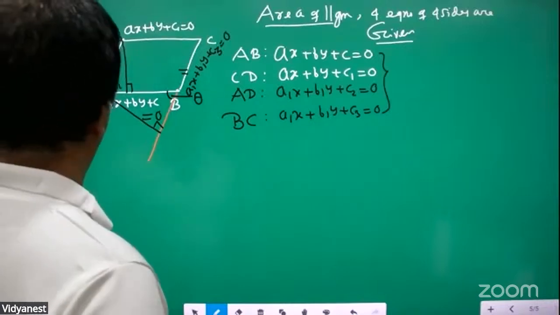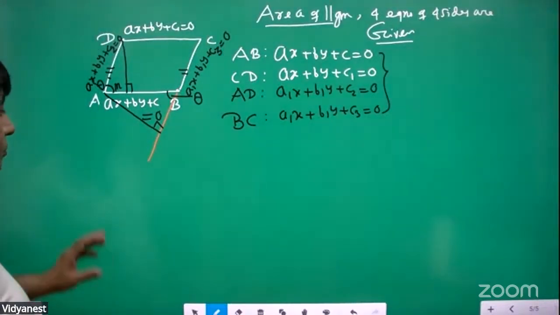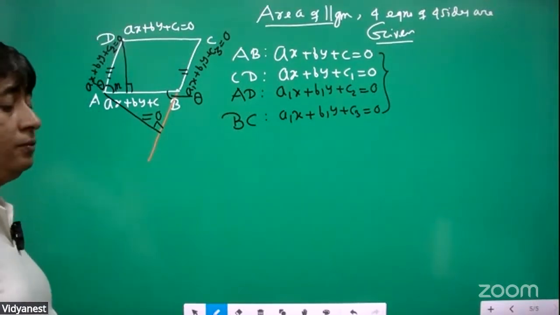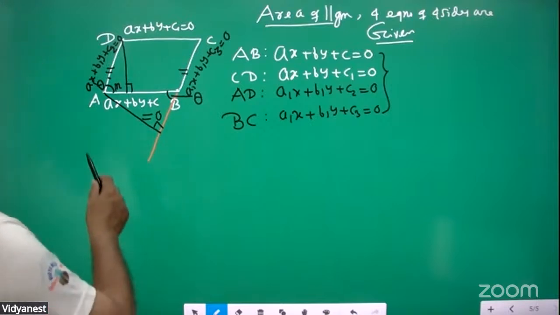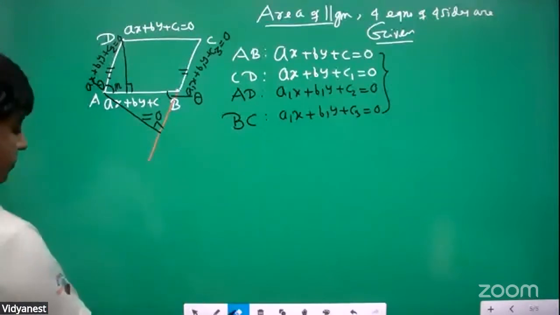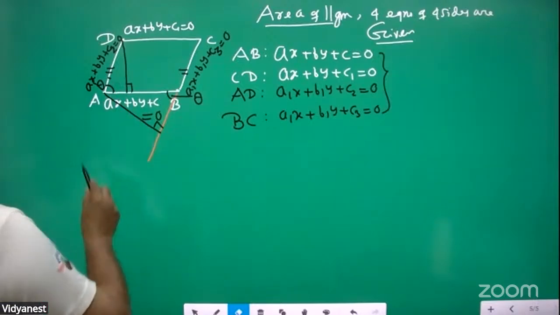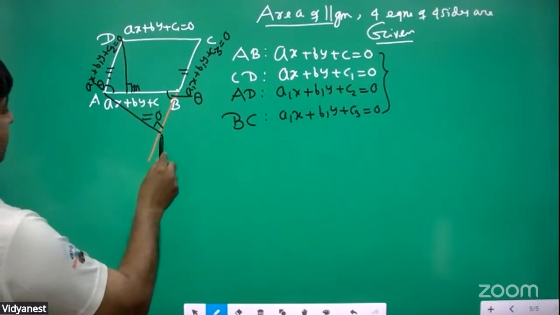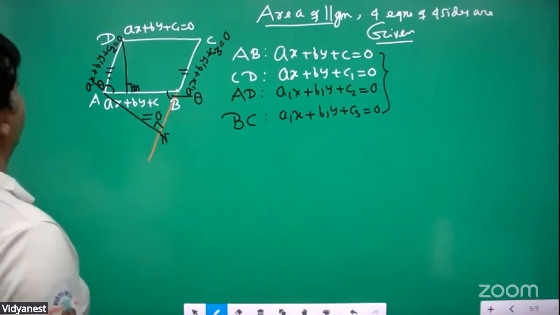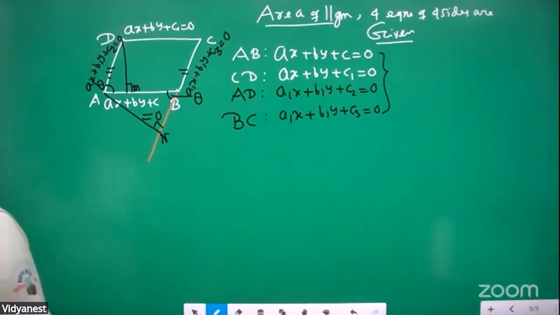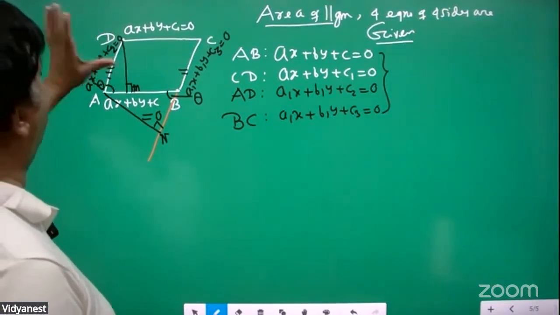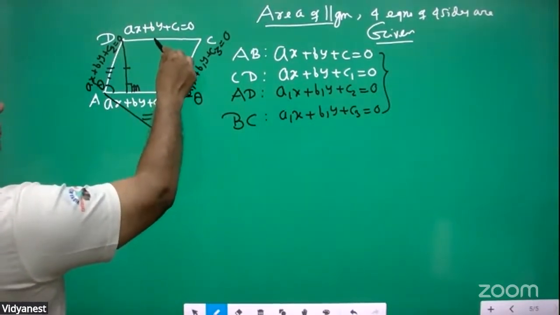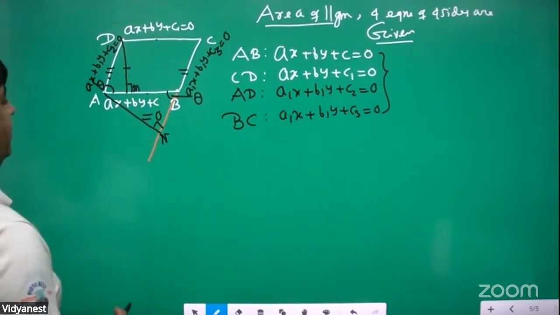Now, how that concept will bring some privilege here. See, this point I have let M and this point N. Now, what about DM? DM is the shortest distance between CD and AB.